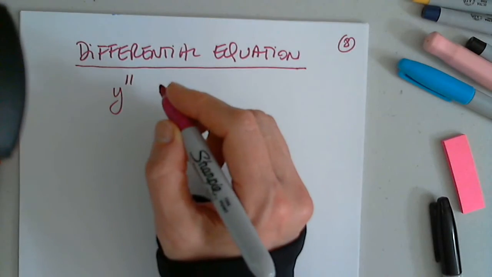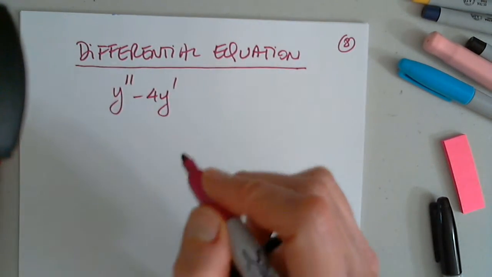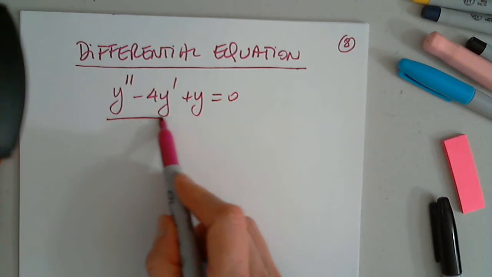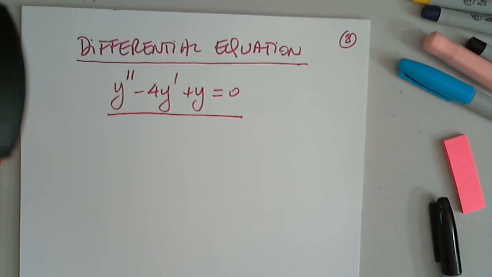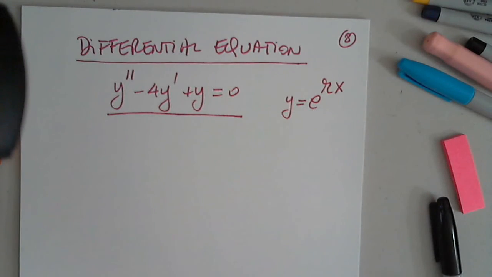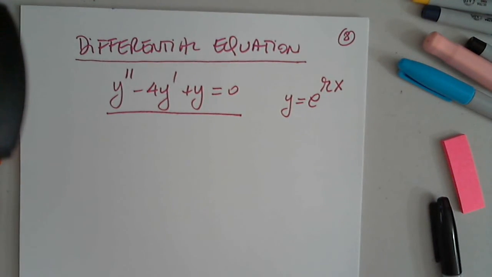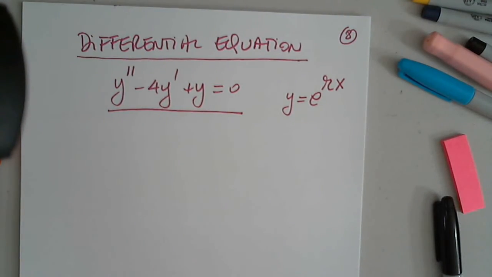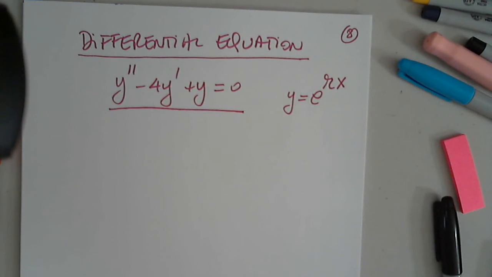The second derivative of y minus 4y prime plus y equals 0. So this is a type of differential equation. We are given the function y equals e raised to rx. So they're asking us to show that this function satisfies the differential equation. In other words, this function is a solution of this differential equation. What do we have to do first? What do you think?